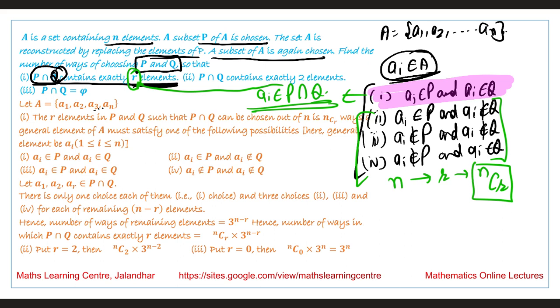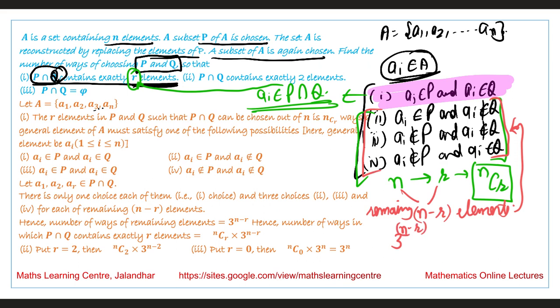And we have chosen R elements, and for each of the remaining n minus R elements, we have choices out of these 3 options. So the number of ways for the remaining elements is 3 raised to the power n minus R. I am again explaining: the number of ways for the remaining elements is 3 raised to the power n minus R. So what we finally get is that the number of ways in which P intersection Q contains exactly R elements is equal to nCr, which is in how many ways these elements can belong to this first case.